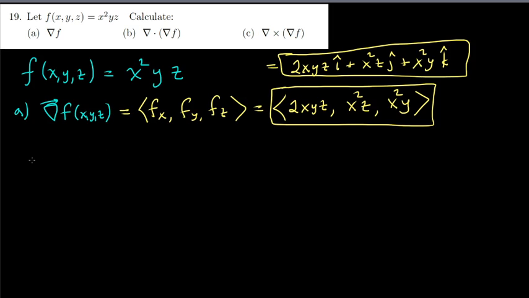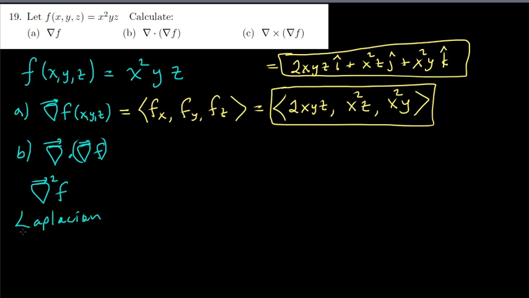Part B, it looks like we're going to take the dot product of del and the gradient. It turns out this is actually a rather important operation. It's sometimes simplified as just del squared f, and this is called the Laplacian. It's not something you're probably going to see very much unless you take a course in, say, partial differential equations or electromagnetism. So in more advanced math and physics courses, this is a very important operation.